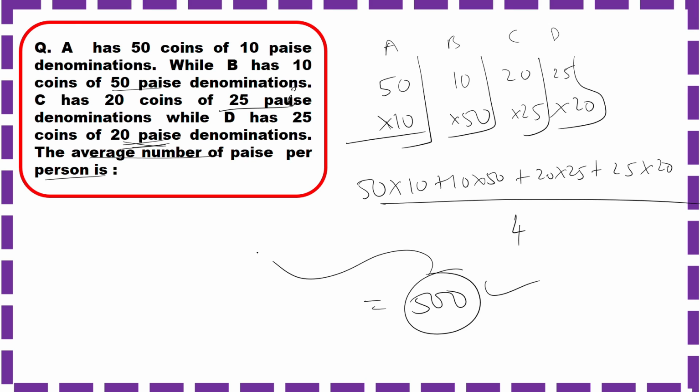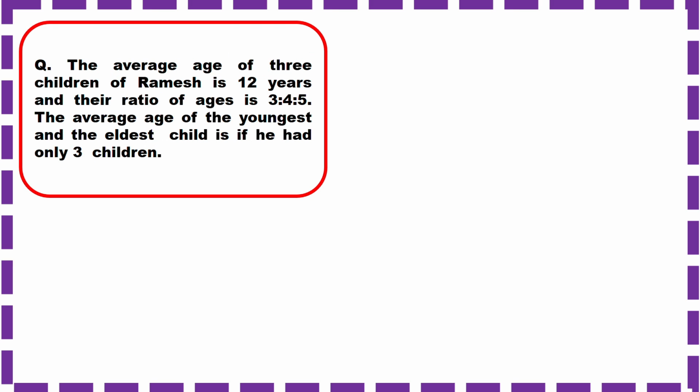So we assume that A has 500, B has 500. So each and every person has 500 pies each. The average age of 3 children of Ramesh is 12 years and their ratio of ages is 3:4:5. What is the average age of the youngest and the eldest child, if he had only 3 children?